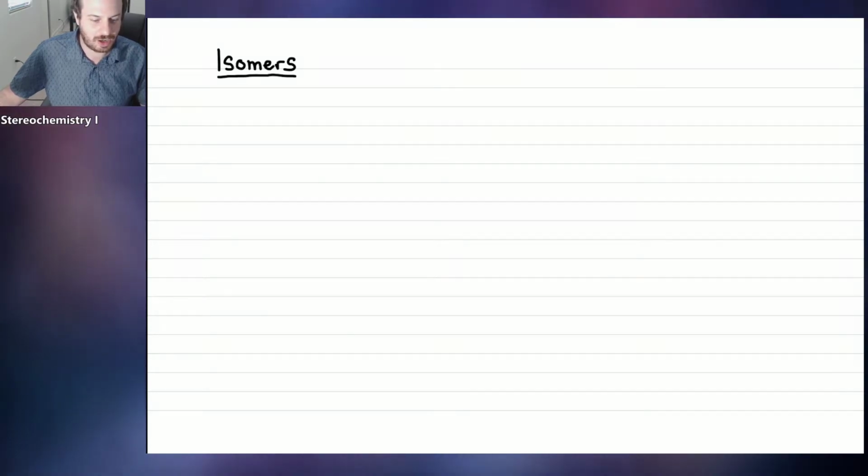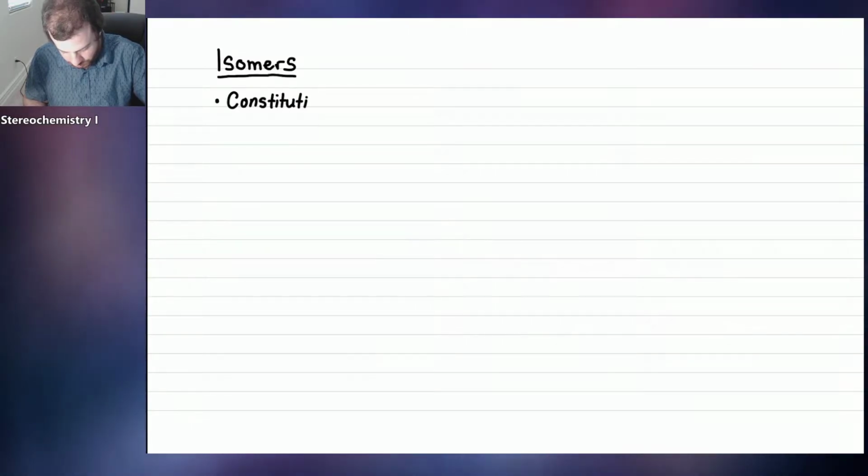We're going to begin our conversation about stereochemistry with a new vocabulary word, which is isomers. If you break it down into the Greek, iso meaning same, and mers meaning parts. So the word isomers means same parts. So there's different types of isomers, and we're going to work our way towards the concept of stereochemistry.